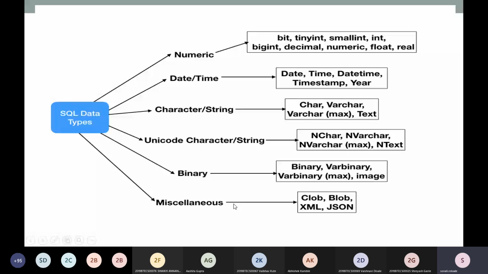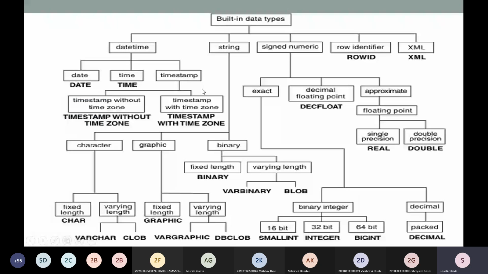So here is another tree-like structure. You can follow this one also to find out the data types available. These are the built-in data types. The same thing is given here, but in a simplified way.